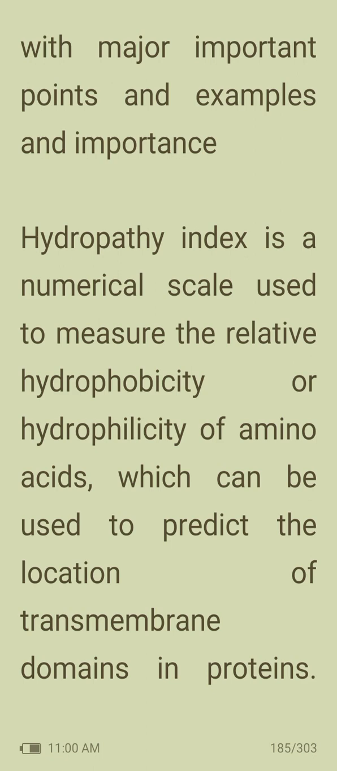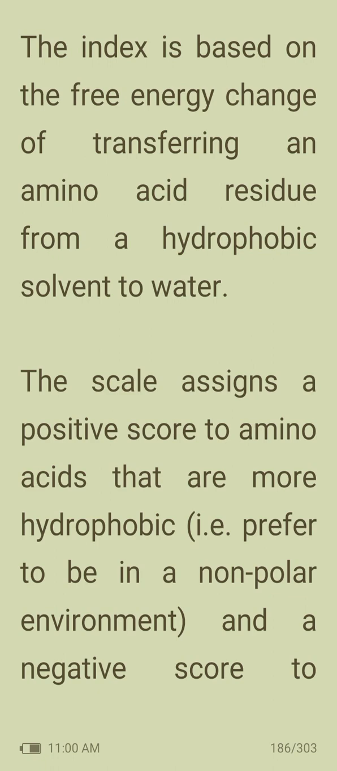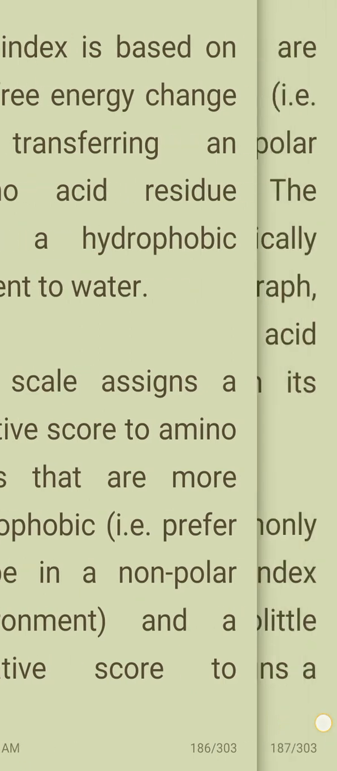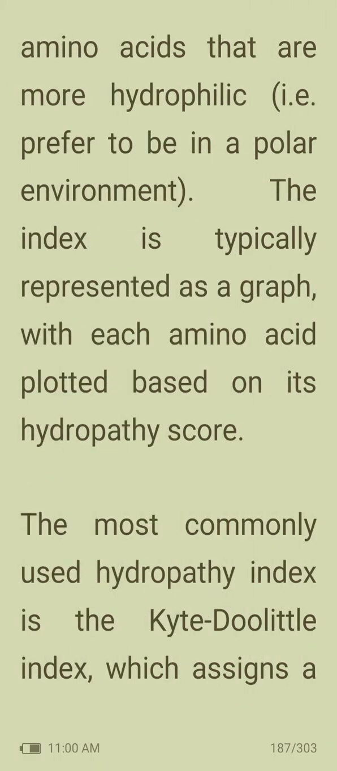Hydropathy index is a numerical scale used to measure the relative hydrophobicity or hydrophilicity of amino acids, which can be used to predict the location of transmembrane domains in proteins. The index is based on the free energy change of transferring an amino acid residue from a hydrophobic solvent to water. The scale assigns a positive score to amino acids that are more hydrophobic, prefer to be in a non-polar environment, and a negative score to amino acids that are more hydrophilic, prefer to be in a polar environment.